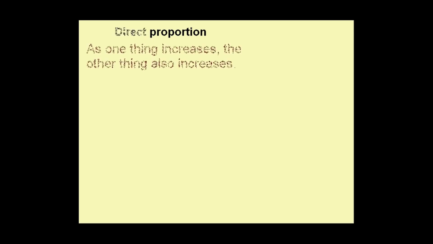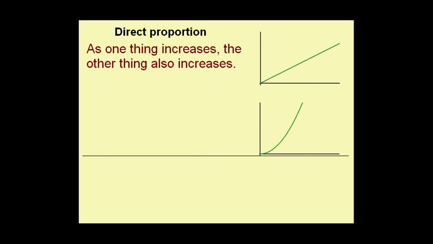In this clip, we're going to be looking at direct and inverse proportion. Remember, proportion means a certain type of relationship between two quantities. If two things are in direct proportion, then as one of them increases, the other also increases. Typical graphs for direct proportion would look like this. For example, some people's pay is in direct proportion to the number of hours they work. As they work more hours, their pay increases.